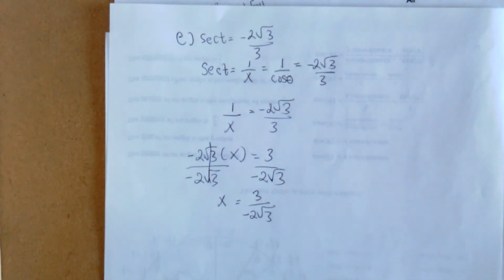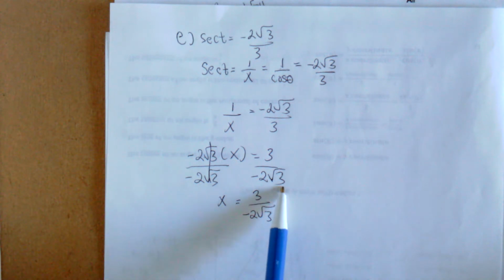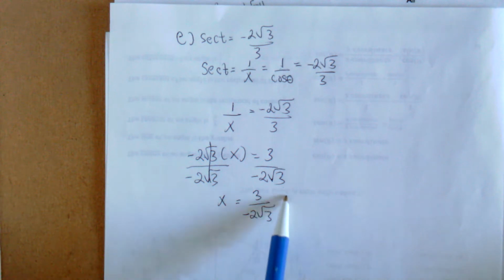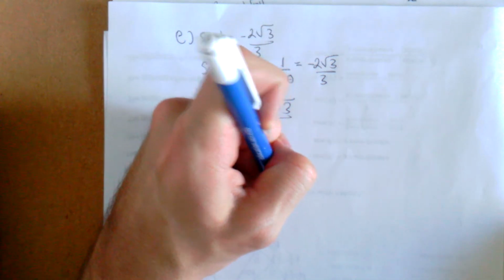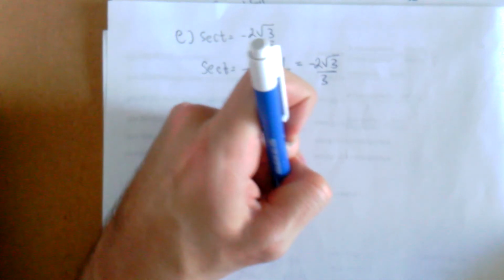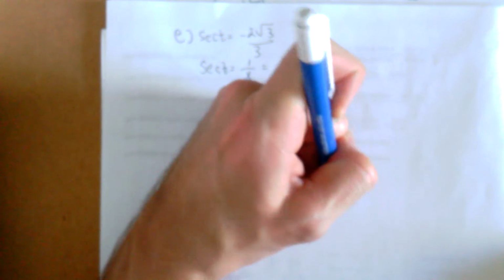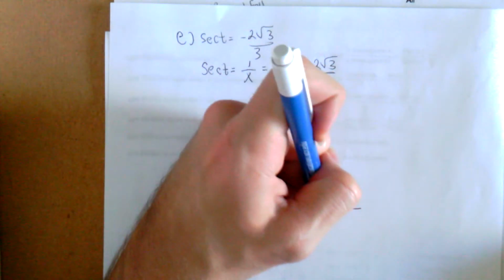It almost looks like we're done, but remember we can't have a radical in the denominator, so we need to rationalize the denominator by multiplying the numerator and the denominator by square root of 3 over square root of 3. That gives us on the numerator 3 square root of 3, divided by -2.